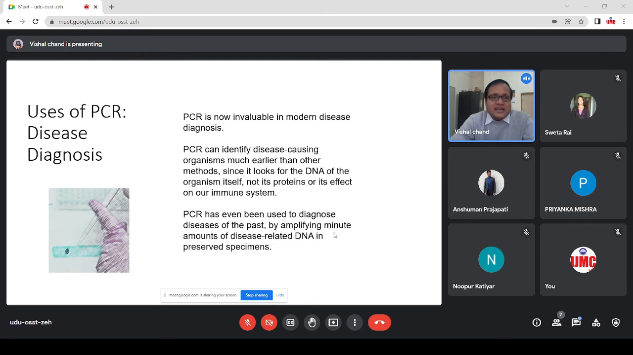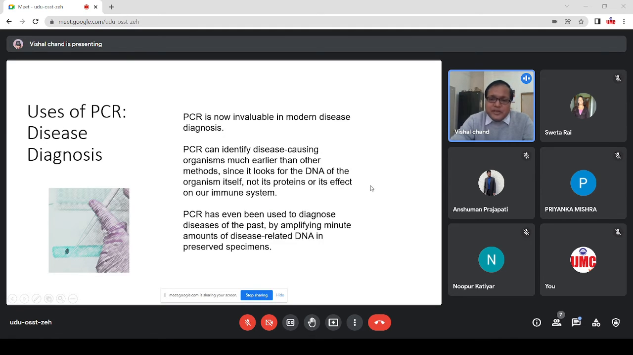Now, one of the most important areas where PCR helps is disease diagnosis. In this pandemic, you can see how PCR helps in identifying viral infection inside the human body. So PCR is now available in modern disease diagnosis. PCR can identify disease-causing organisms much earlier than other methods, since it looks for the DNA of the organism itself, not its protein or its effect on our immune system.